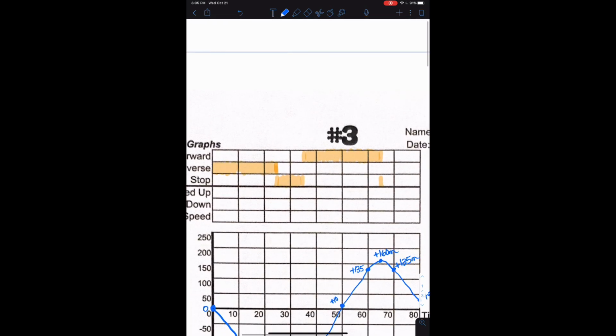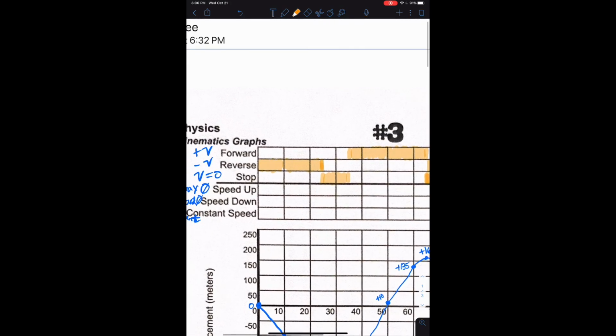All right, so we got the stop at 65. It's already on there, it's right here. And then it's all negative velocity after that. Okay, so something like that looks pretty good for our first 3 lines of the graph. All right, the next 3: speed up, speed down, and constant speed.